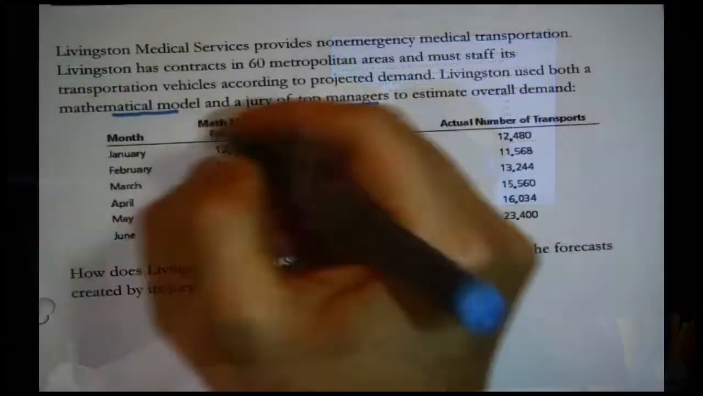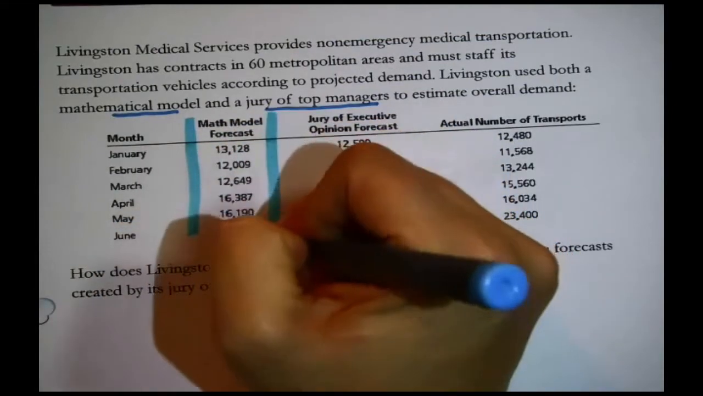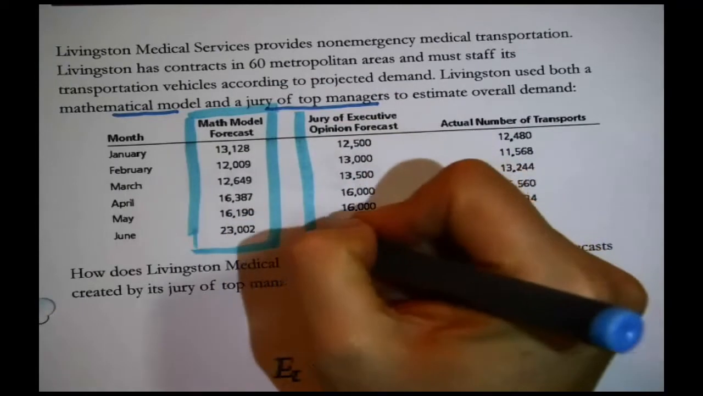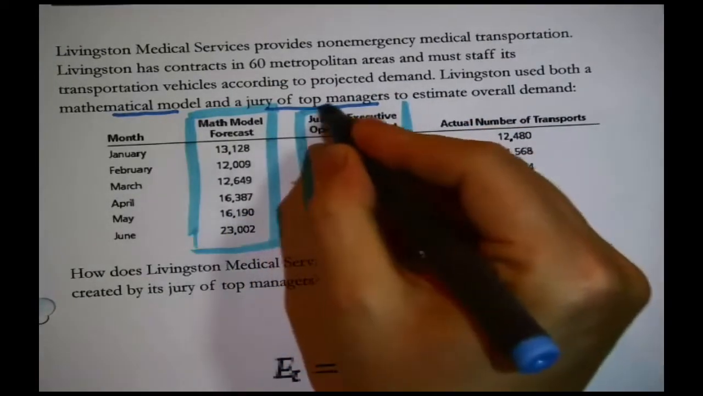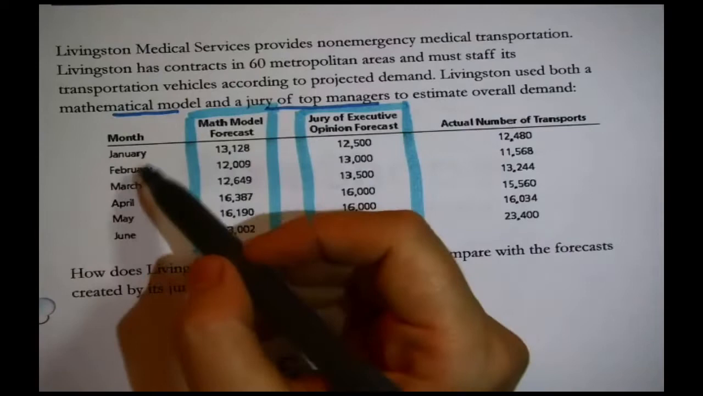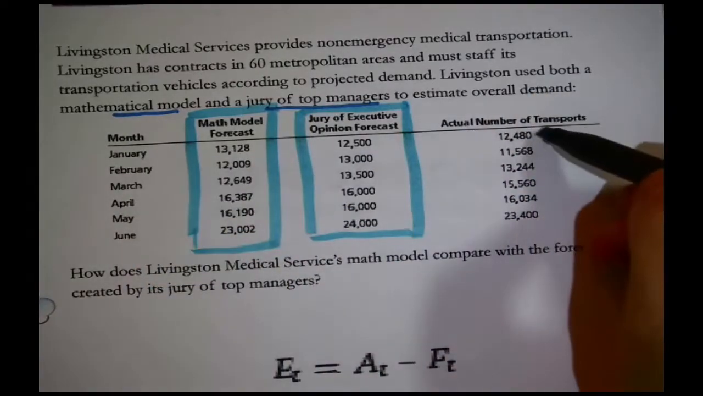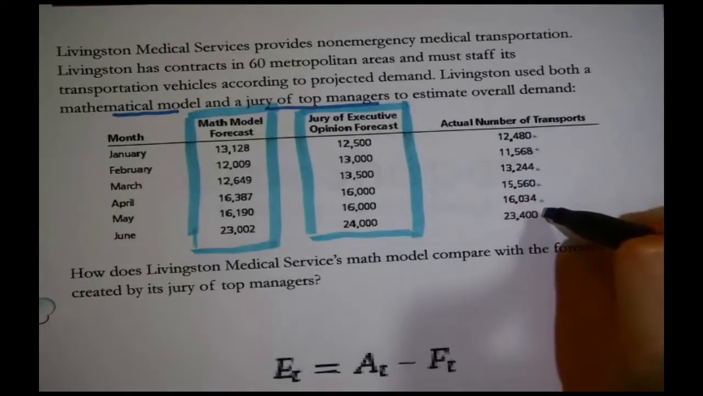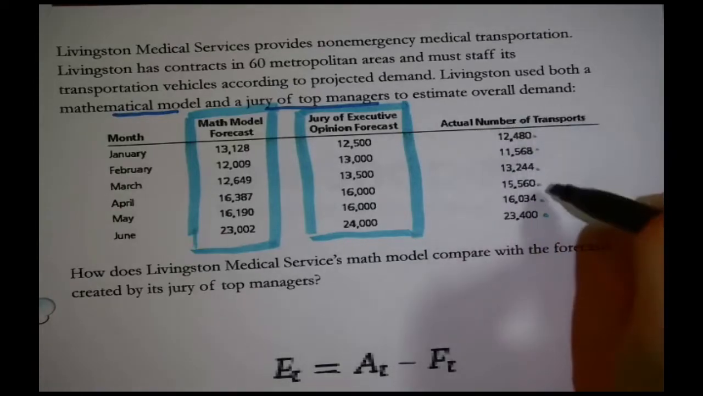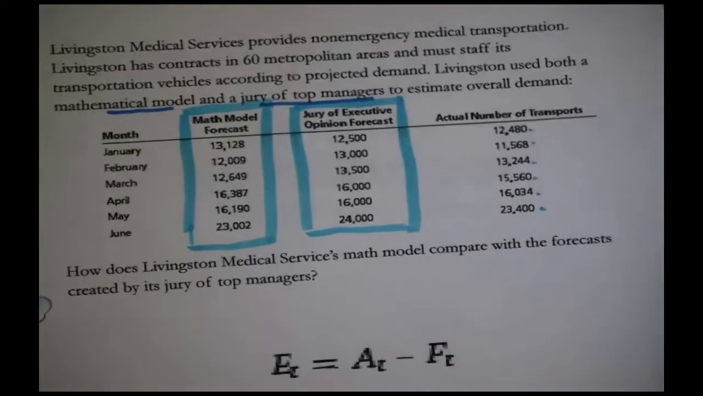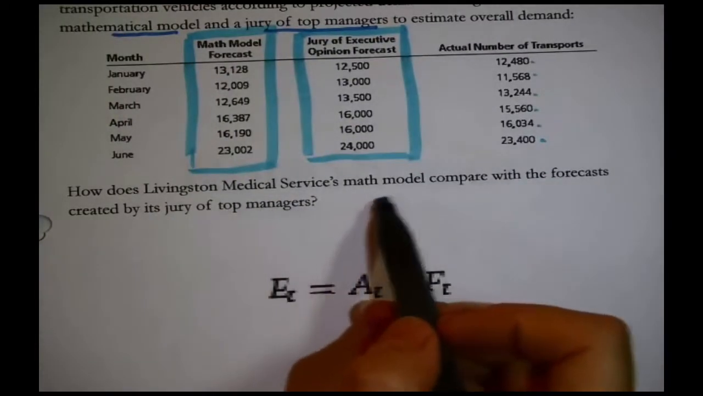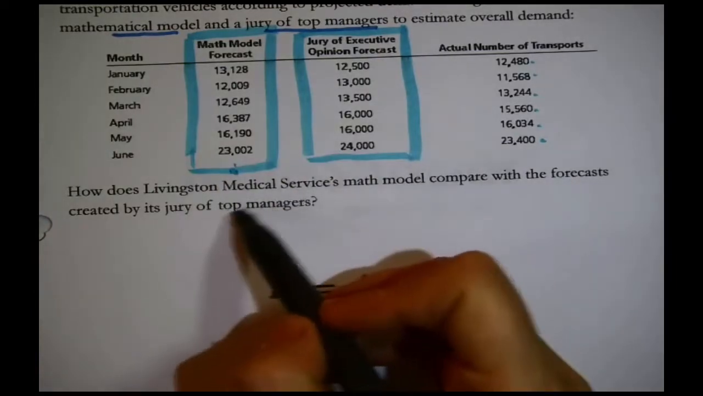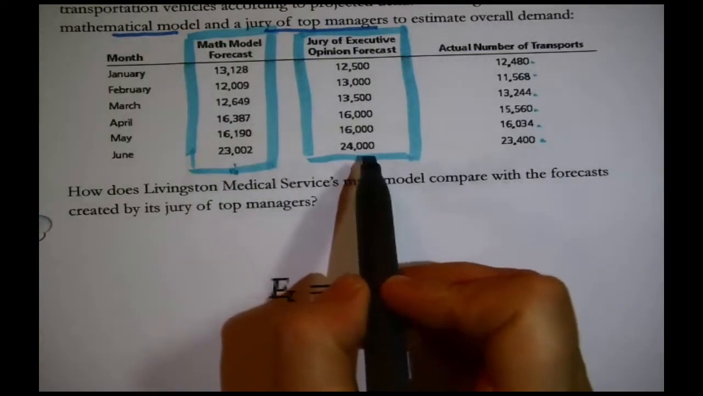Notice this. We have two different sets of forecasts for the same thing. The thing, so to speak, is 6 months worth of, now notice this is history data because we already know now what happened, of actual medical transports. Now, what's the question? How does Livingston Medical Services' math model, that method, compare with the forecasts of its jury of top managers? That is to say, that method.